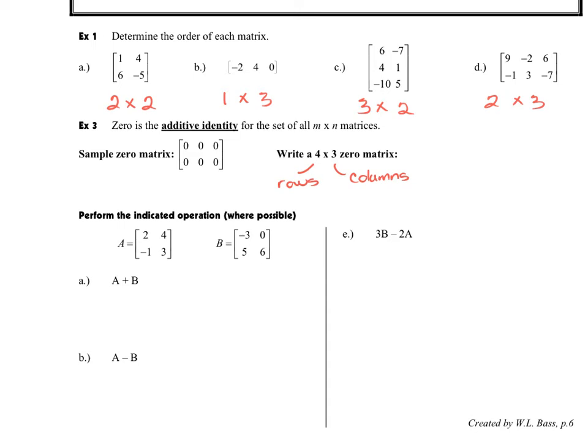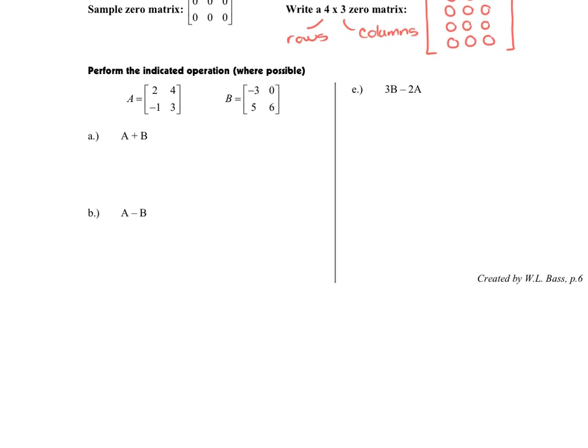So for our 4 by 3 0 matrix, we should have 4 rows of zeros. So I'm going to say 1, 2, 3, 4, and then I need 3 columns that look just like that. 1, 2, 3, 4, 1, 2, 3, 4, and then we usually put these little brackets around it for our matrix notation. All right, now jumping into some addition and subtraction on our first 2 examples here.